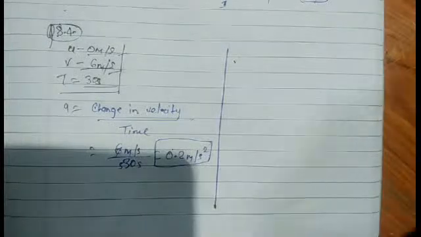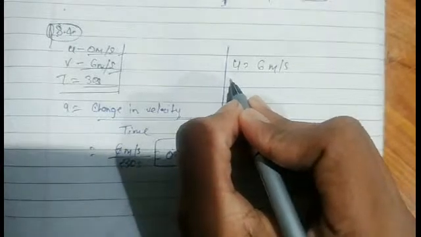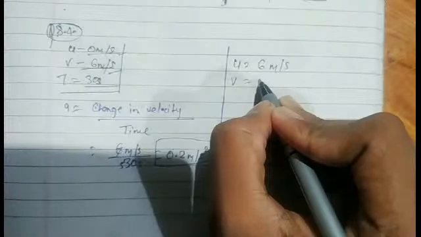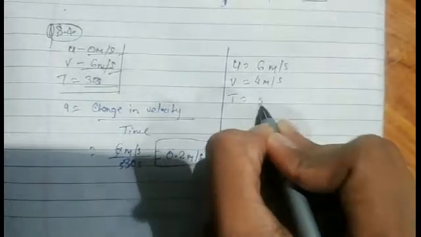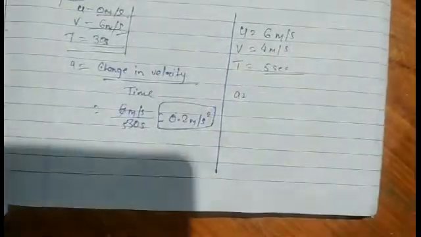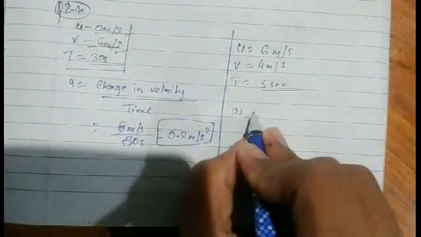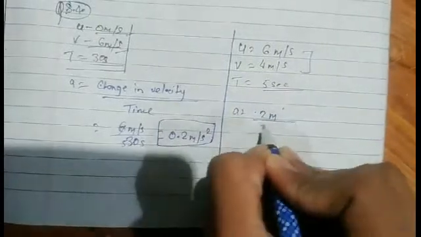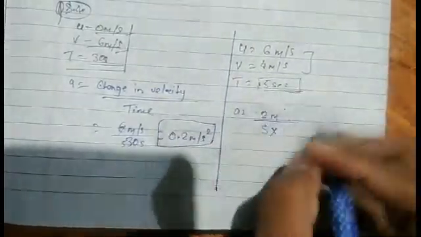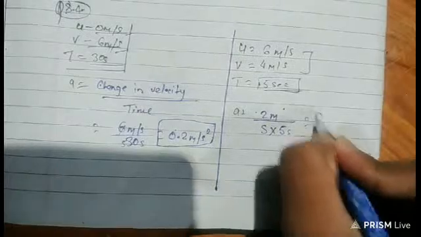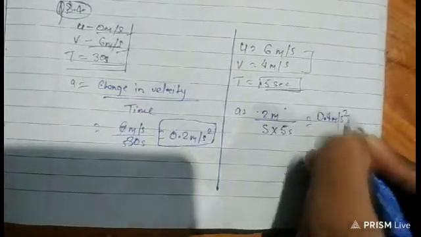in the second case the initial velocity is 6 meter per second and he applies brakes, so the final velocity is 4 meter per second, and this all happens in 5 seconds. So the acceleration is change in velocity by time taken, so change in velocity is 2 meter per second divided by time, 5 seconds, that is going to equal 0.4 meter per second square.